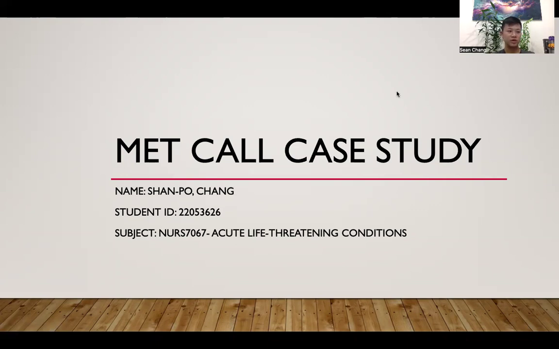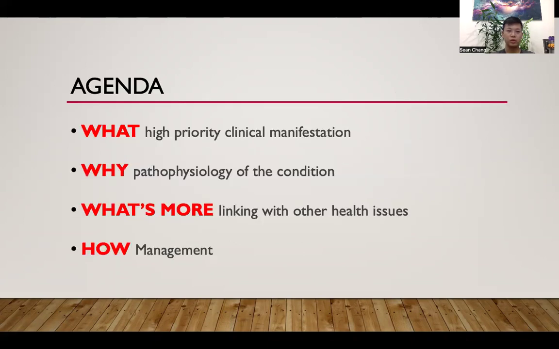Today, I'm going to deliver a case study in an emergency setting. In this presentation, we are going through four parts of a case diagnosed with multiple organ failure and severe sepsis. The four parts are shown on the slide, which are what is happening, high priority clinical manifestation; why is it happening, pathophysiology; what else is involved, linking with other health issues; and how can we fix it, management plan.